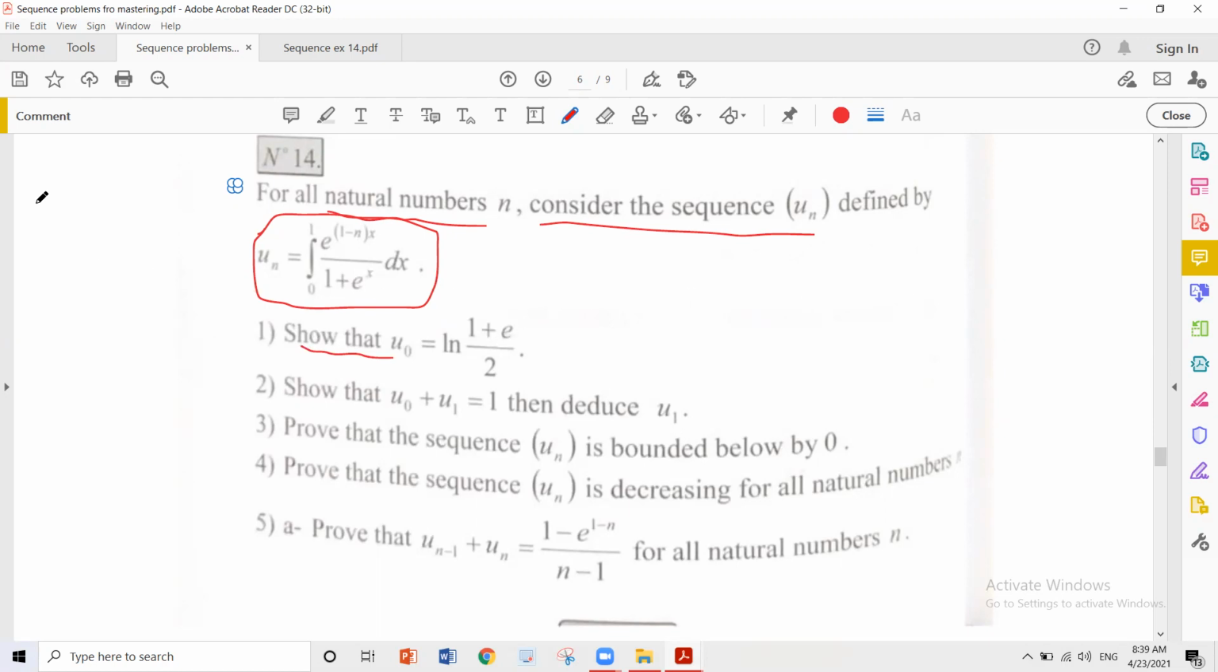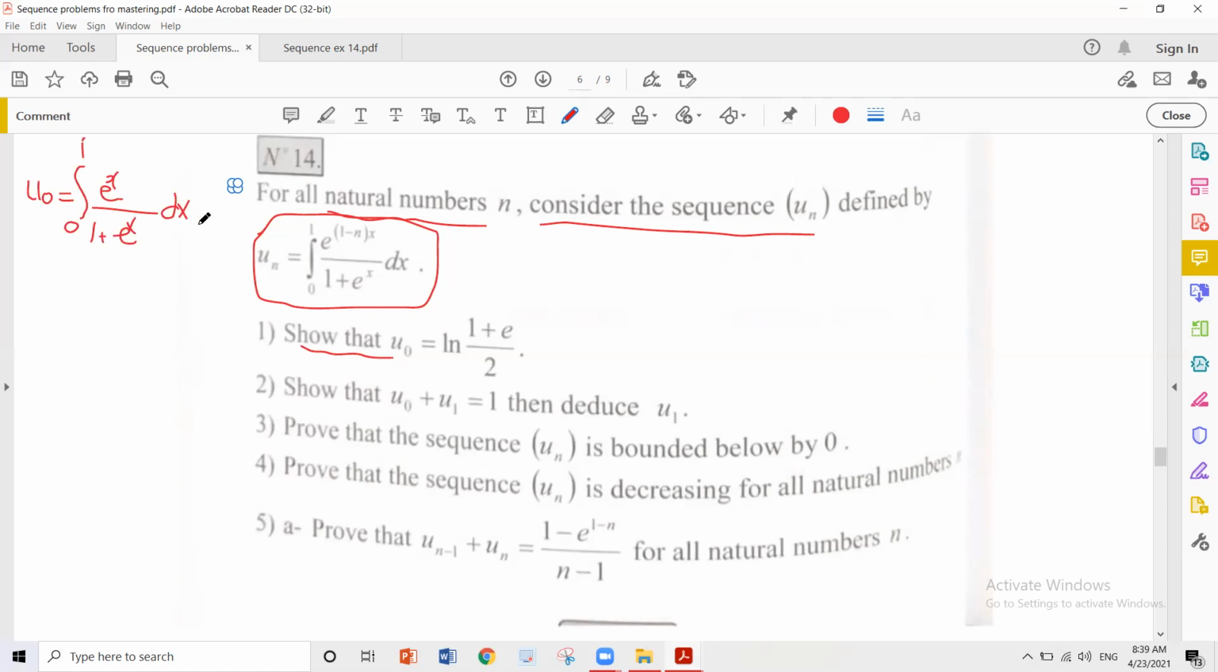What is u0? Guys, what is u0? Integral from 0 to 1. We put 0 instead of n, so it's e to the power 1 minus 0, which is 1, in e to the x, over 1 plus e to the x dx.